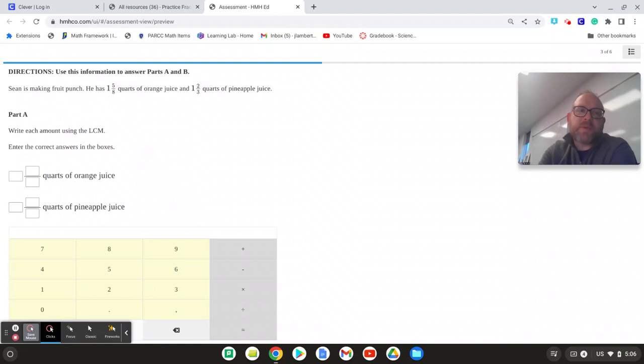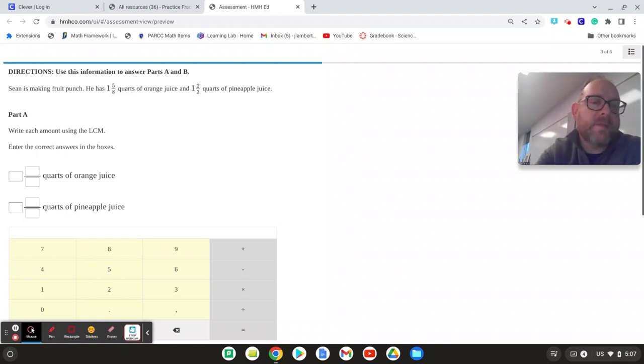All right. Number 3. Sean is making fruit punch. He has 1 5/8 quarts of orange juice. He has 1 2/3 quarts of pineapple juice. Write each amount using the LCM. Ooh, this is going to be difficult. All right, LCM. Well, our least common multiple between 3 and 8. We have to write those out and figure them out here.